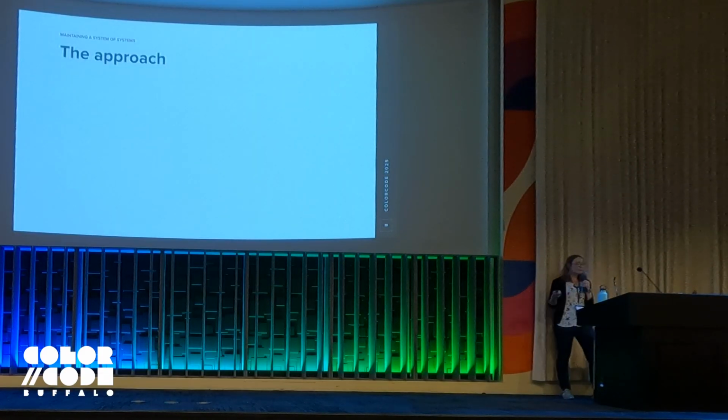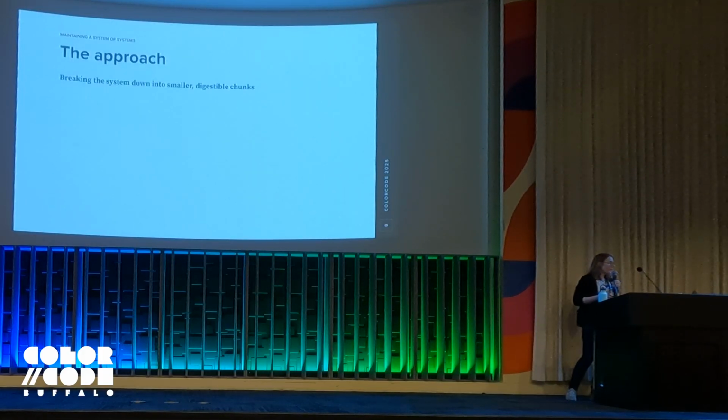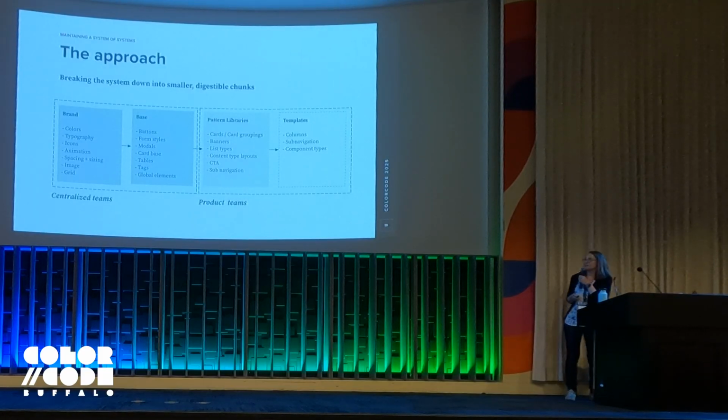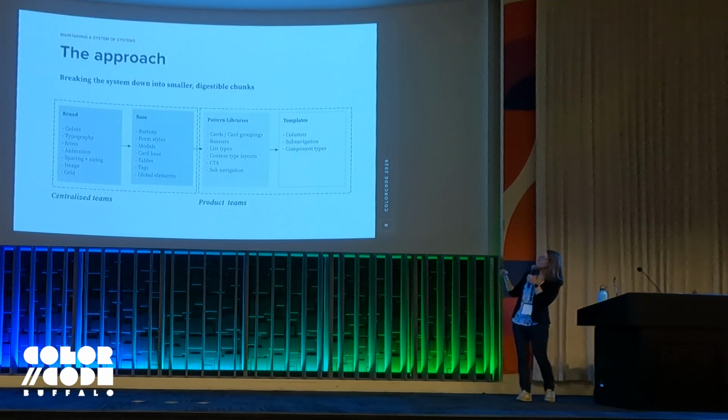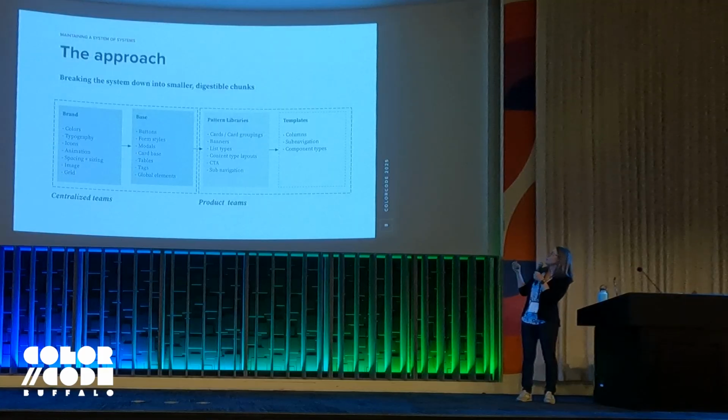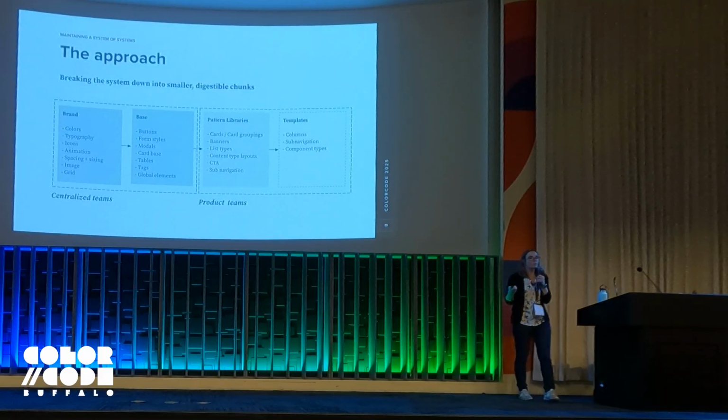These chunks should be treated separately, each having their own files and tools. Because of this, they end up being easier to maintain and have their own set of models, documentation, and components. The four main chunks are brand, base, pattern libraries, and templates, each feeding into the next down the line. So brand's at the very top, it feeds into base, base feeds into pattern libraries, and pattern libraries feed into templates. Brand and base are owned by centralized teams, whereas pattern libraries and templates are typically owned by product teams.